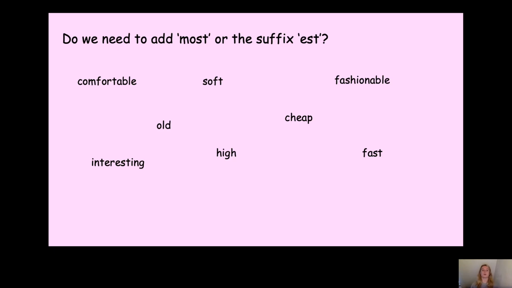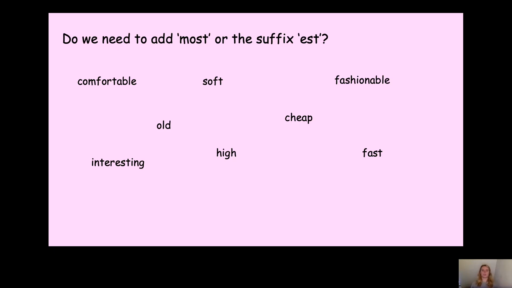Okay, should we see if you're right? So first, we've got comfortable. Let's see how many syllables comfortable has. Let's clap together. Comfortable. Oh, there you go. It has 3, which means we need to add most to it. Most comfortable. My sofa is the most comfortable chair in the world.